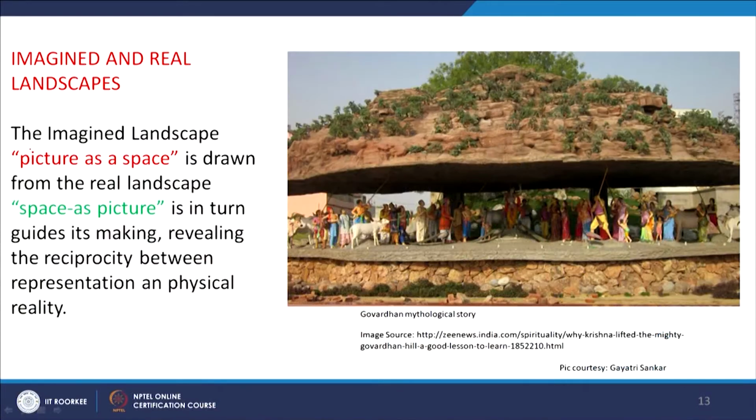Now, all these stories, how they are imagined, and what is the relationship between the imagined and the real landscapes, and how they actually come into a kind of place settings. It's a very interesting part which Amita refers to from some scholarly literature, the imagined landscape, where picture as a space is drawn from the real landscape, and space as a picture in turn guides its making, revealing the reciprocity between representation and the physical reality.